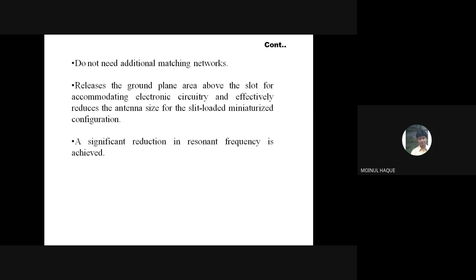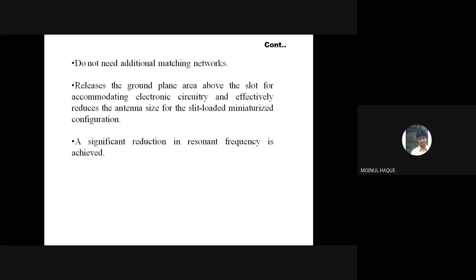Next, what is the advantage? We have not used any additional matching network. In many cases, we have seen that after designing the antenna and providing some power, our antenna is not radiating properly. Then we have to match the antenna.